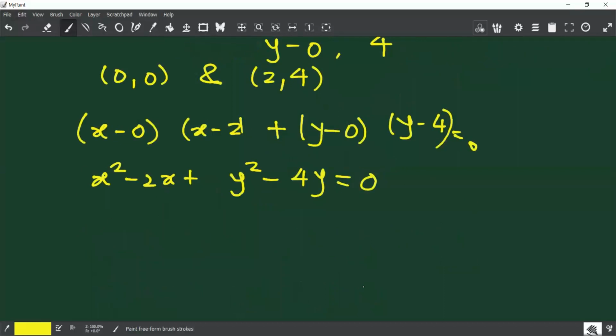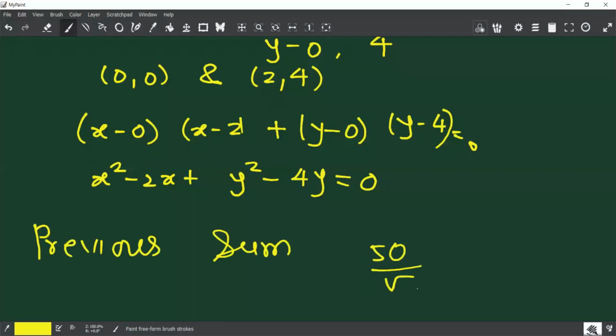Okay. Now, Tuhin, coming to some, I think we had got the value of P as plus or minus 5, no? Correct? P square is equal to 25 in that previous sum, no? Last time, you remember a line formed the triangle of area 50 by root 3 square units? I remember that sum.